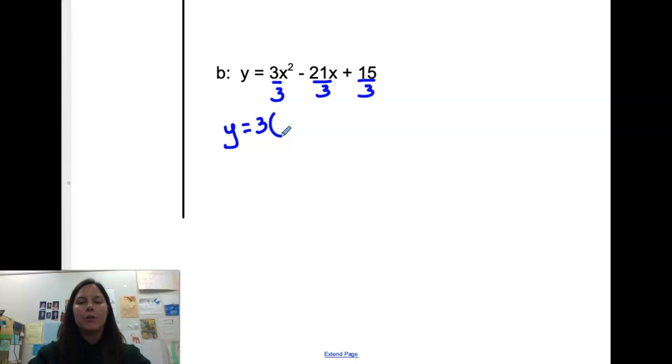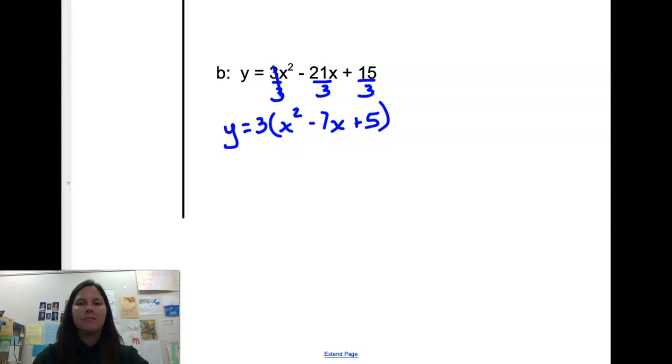So 3x squared divided by 3. Another way to get this simplified answer is that they just cancel each other out, and the only thing left is that x squared. Negative 21 divided by 3 gives me a negative 7x, and a positive 15 divided by 3 gives me a positive 5.